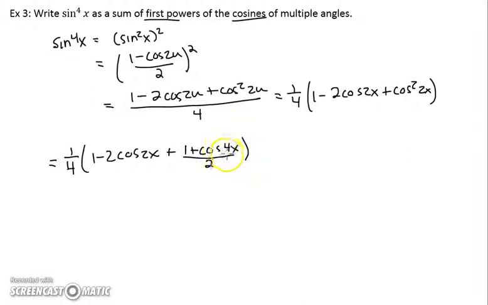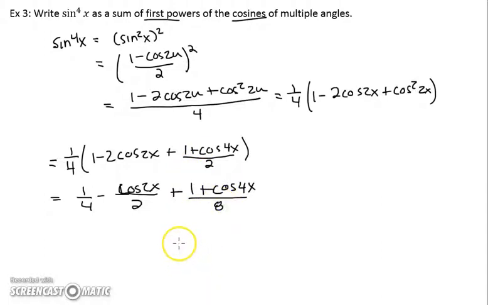So we can go ahead and distribute this 1/4 back through because we already have a fraction here. So let's go ahead and distribute that back through. We're going to get 1/4 minus 1, we'll say cosine of 2x over 2, right? 2 and the 4 are going to cancel. Plus 1 plus cosine of 4x over 8.